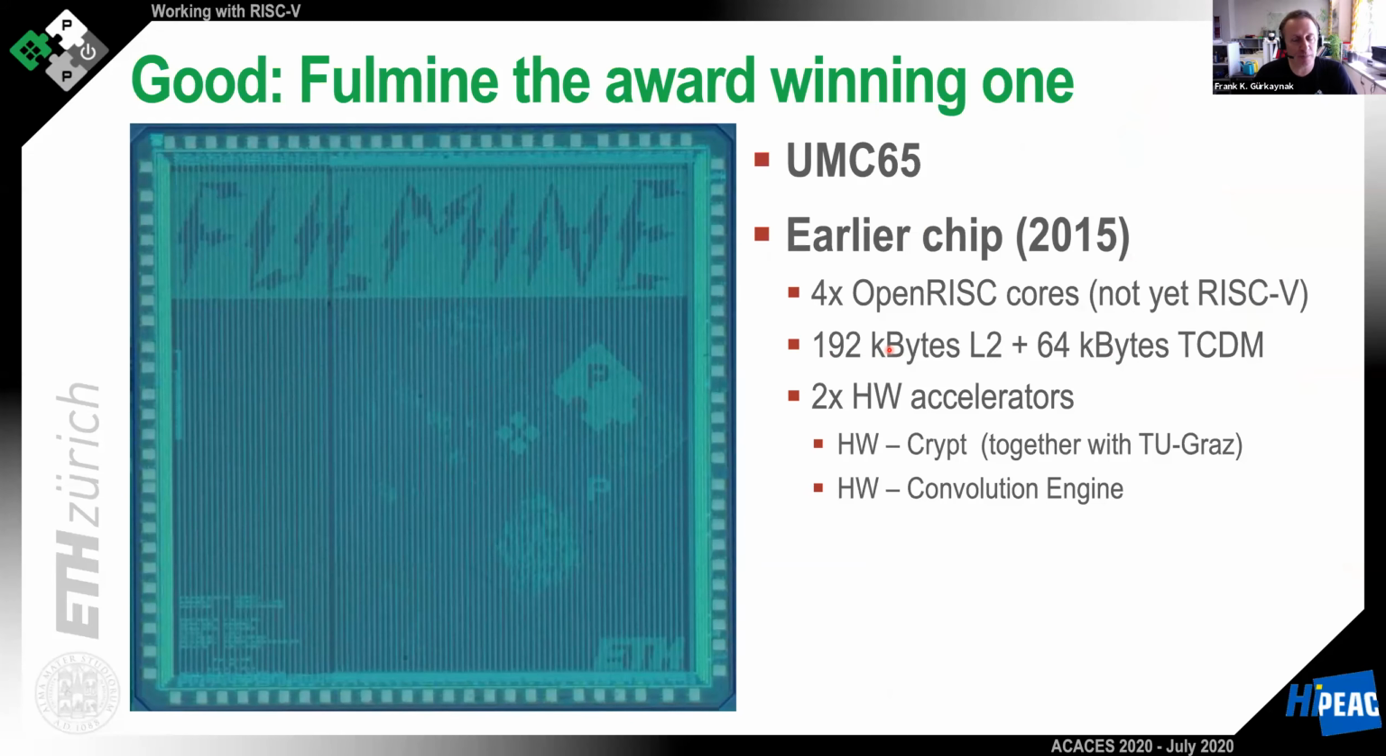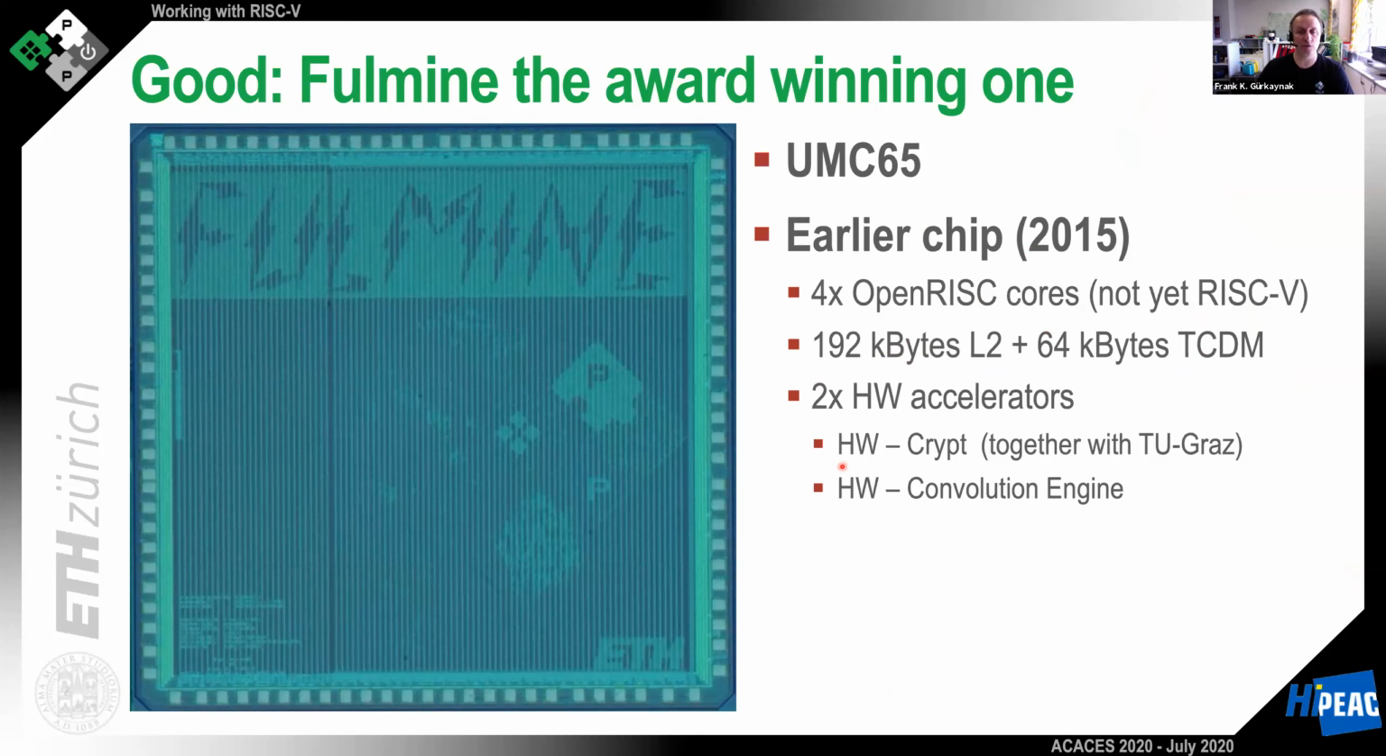Fulmine, this chip is an earlier chip from 2015. It has 4 open RISC cores. They are not yet RISC-V. Before we switched to RISC-V, in the early days, we started in 2013. We were making our own versions of open RISC cores. But it's a similar system. It's still a cluster-based system. We have 64 kilobytes of TCDM, and we also have hardware accelerators already in it.